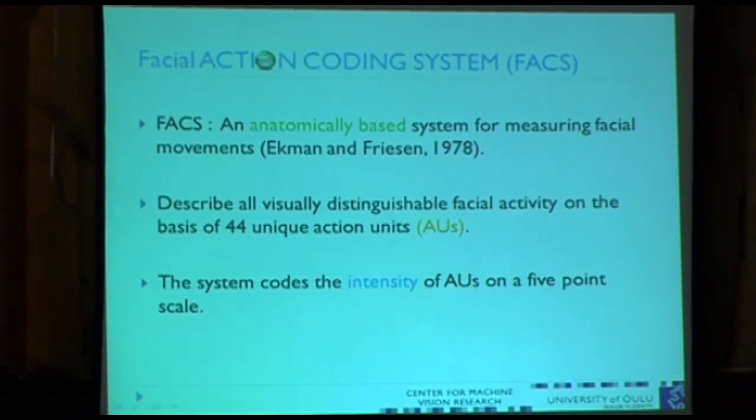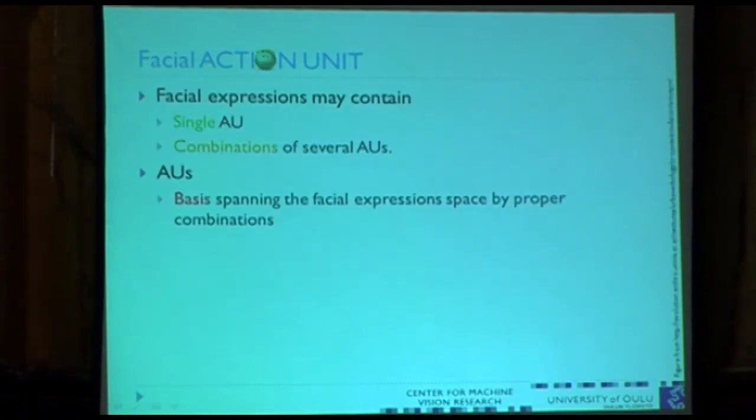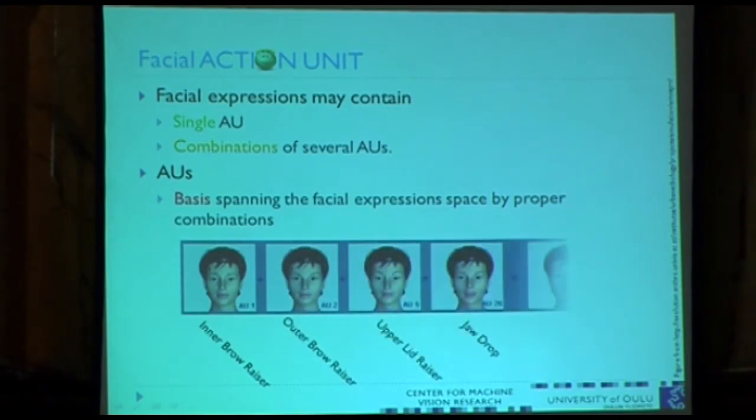To describe and measure these movements, Ekman and Friesen proposed an anatomically based system. They claim to describe all visually distinguishable facial activity on the basis of 44 unique action units. And the system also allows coding the intensity of an action unit on a 5-point scale. Based on this system, a facial expression may contain a single action unit or combinations of several action units. Action units can be considered as a basis spanning the facial expression space by proper combinations. This example illustrates that a surprise expression can be defined by a combination of 4 action units.